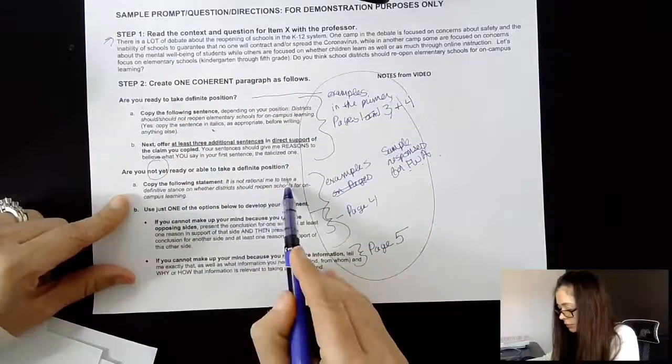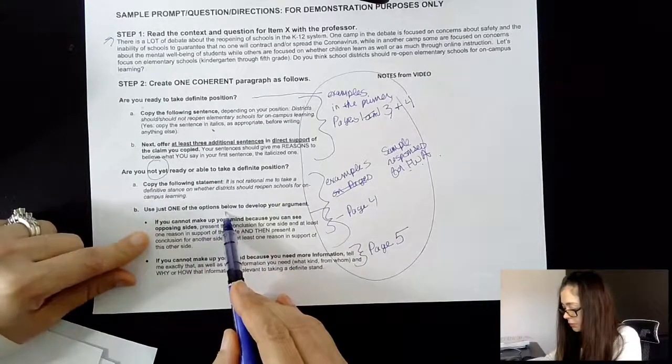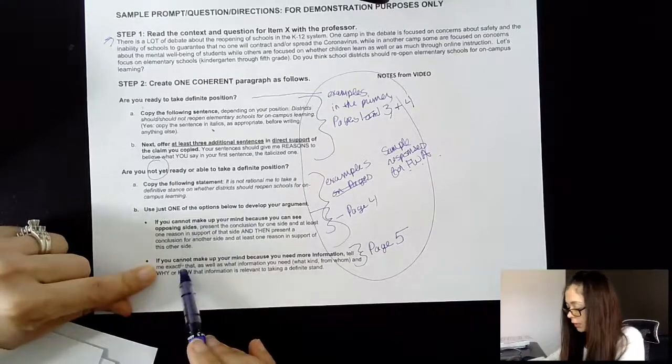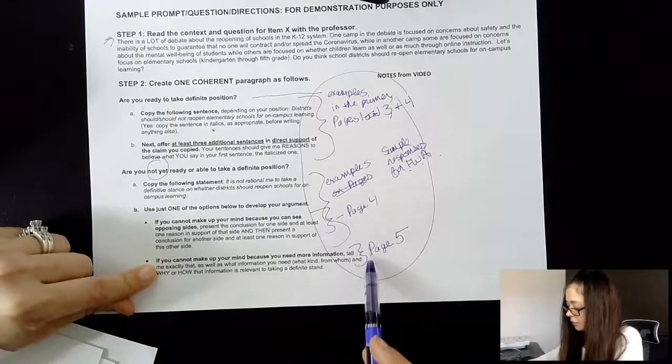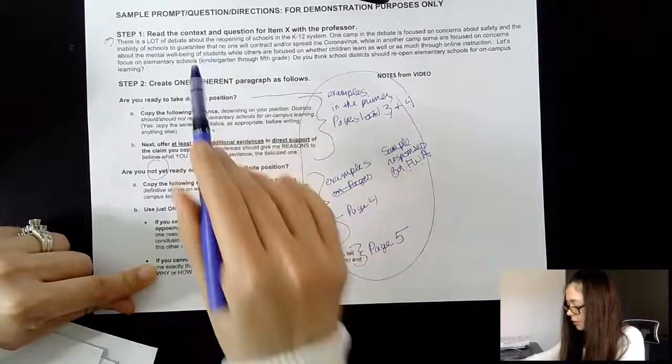It is not rational for me to take a definitive stance. And then I tell you to just use one of the options. If you cannot make up your mind because you can see opposing sides, or if you cannot make up your mind because you need more information. And then again, I've given you sample responses to choosing this option based on what's in here and of course your own thinking. So with that said, I am going to stop the videos here. The video set for the foundational writing assignment will be what you encounter next.